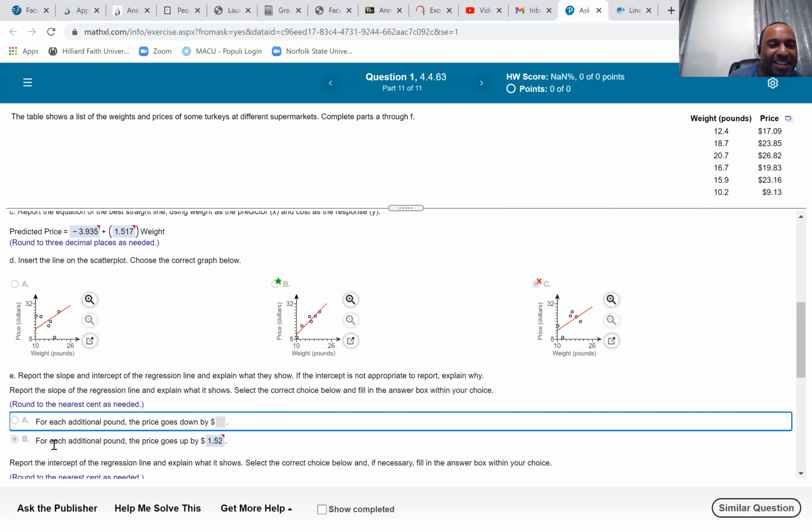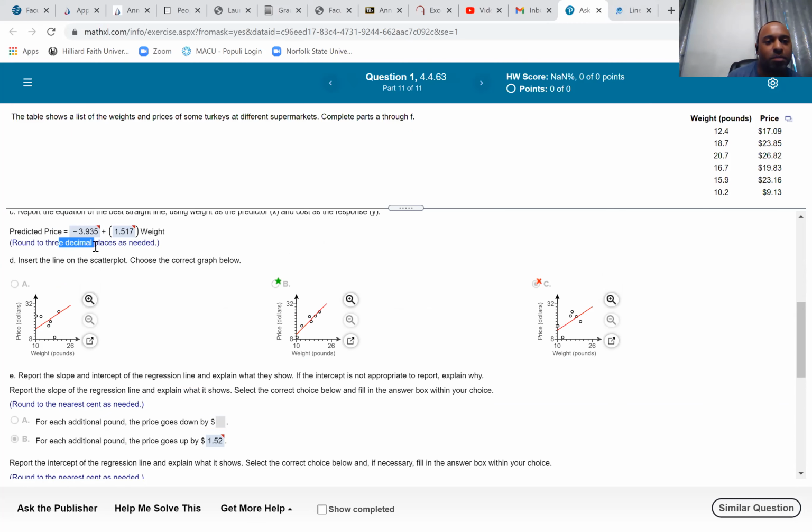This one right here says report the slope of the regression line. All you're doing is taking this value right here. It says 1.52. And once again, pay attention to the directions. Here you round to three decimals. Here you round to the nearest cent, so that's two decimals. If you wrote the same exact answer, 1.517, they would mark it wrong because they asked you to round to two decimals. So just make sure you watch those decimal places.